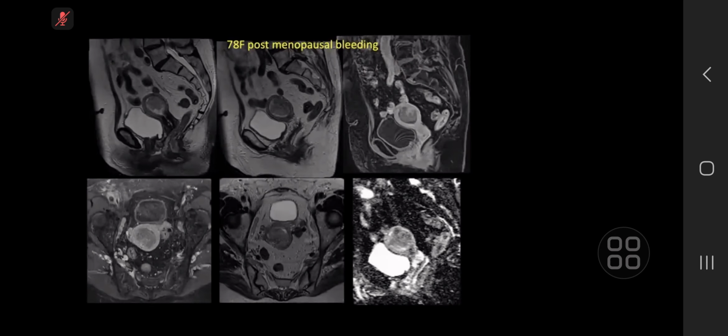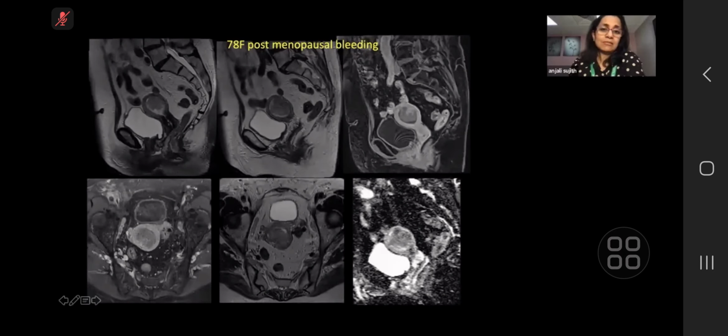I think my differentials for this would include either, and I think they're suspicious for an endometrial cancer, but I would also consider this likely an endometrial polyp. They'd probably need a hysteroscopy.